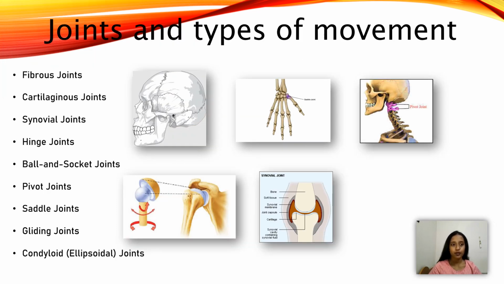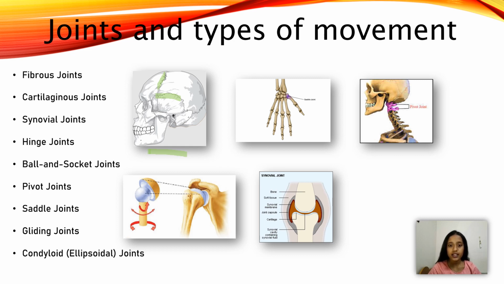Joints and types of movement. The types of joints are fibrous joints, cartilaginous joints, synovial joints, hinge joints, ball and socket joints, pivot joints, saddle joint, gliding joint, and the ellipsoidal joints. Here we can see some of the joints. The fibrous joints are used in the skull bones to connect the various different parts of the skull.